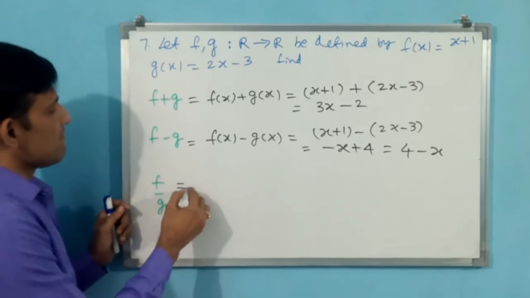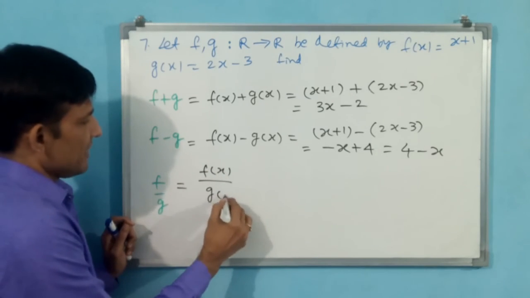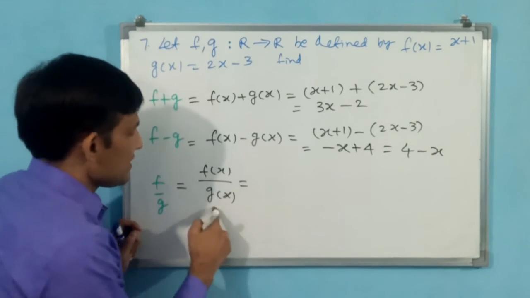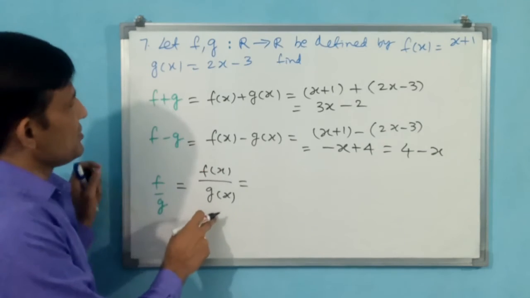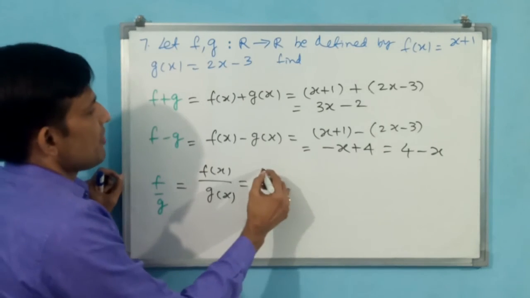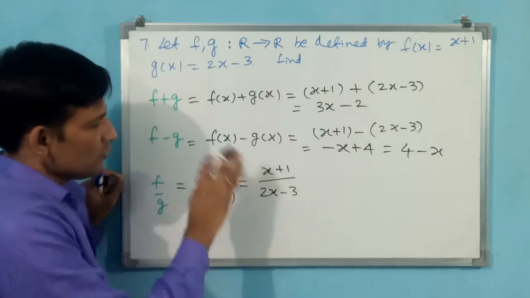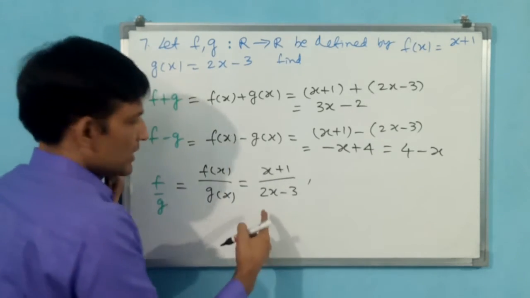Now you come to f by g, f of x by g of x. But here some condition is there: g(x) should not be equal to 0. That we will write last. f(x) by g(x), let us first finish the problem. x plus 1 by 2x minus 3. Here you do nothing, you keep it like this only. But what you have to do?